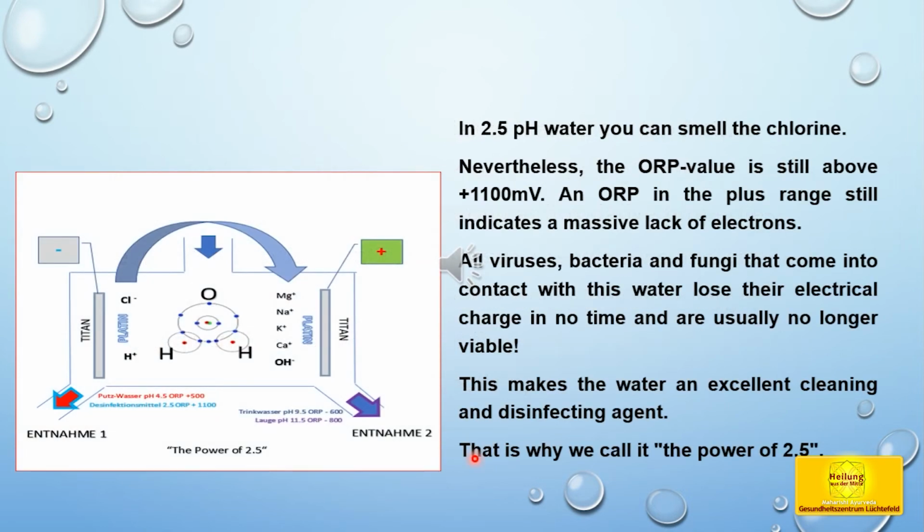In 2.5 pH water, you can smell the chlorine. Nevertheless, the ORP value is still above 1100 millivolt. An ORP in the plus range still indicates a massive lack of electrons. All viruses, bacteria, and fungi that come into contact with this water lose their electrical charge in no time and are usually no longer viable. This makes the water an excellent cleaning and disinfectant agent. That is why we call it the power of 2.5.